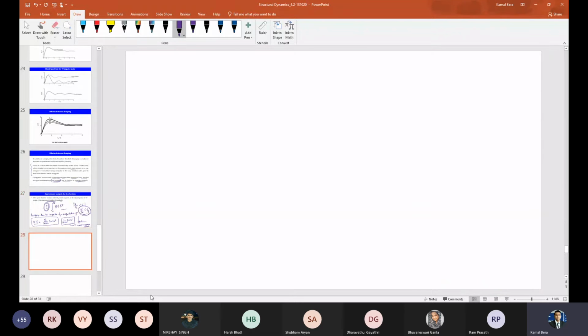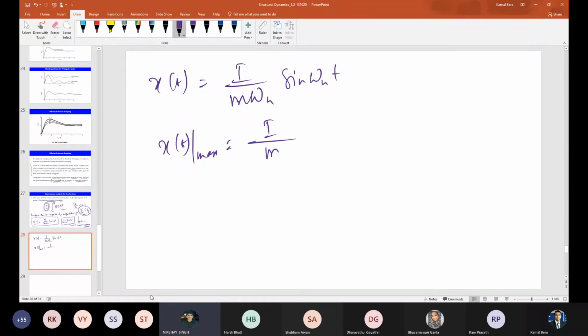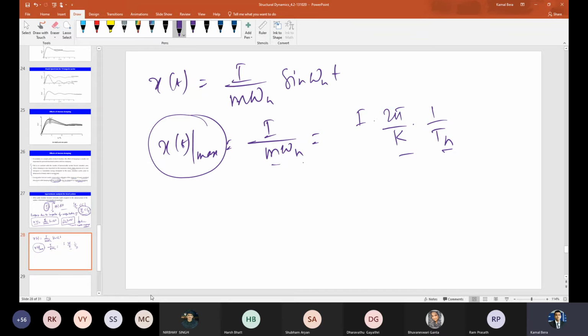Now tell me, what is x(t) max? It is I by m omega n. Correct. If I write it in terms of Tn, what is the expression? I into 2 pi by k into 1 by Tn. Correct. So you see the maximum response is proportional to the impulse, because k, Tn or m omega n is fixed for the system.